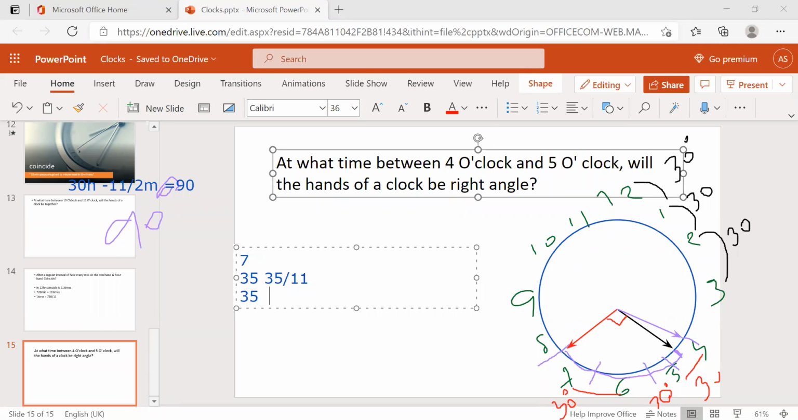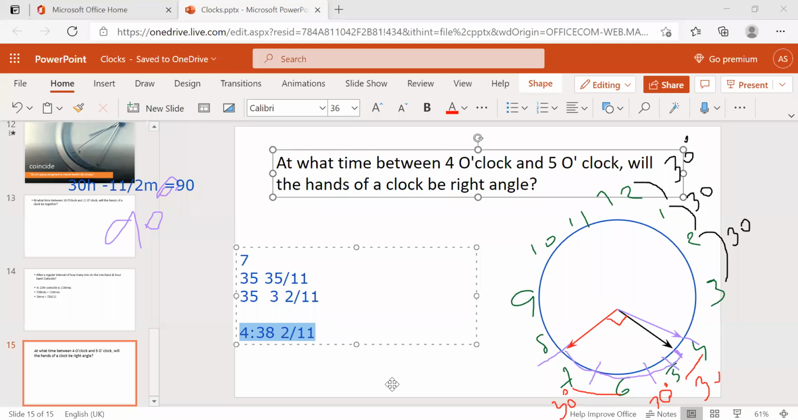So 35 by 11, and it's not a proper fraction. It is 3 and 2 by 11. So 3 will add to this. It's 38, 2 by 11. Now, what time is it? 4:38, 2 by 11. 4:38, 2 by 11 is the time when both hands, hour hand and minute hand, will be at a right angle. The right angle is 90 degrees.